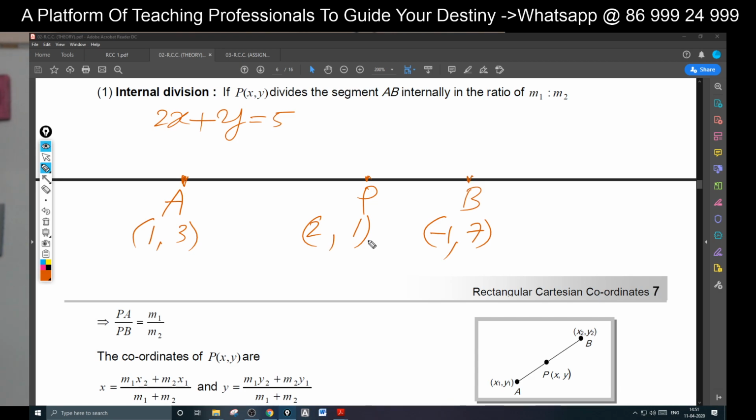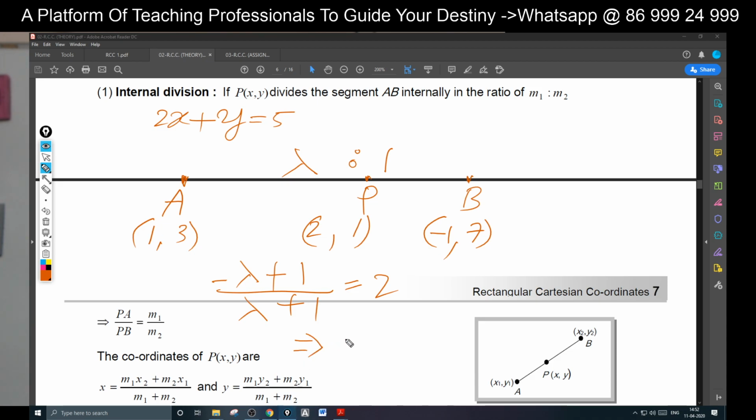Now, what is my interest here? I want to understand in what ratio this P divides AB. So, I don't know the ratio. Let it be lambda is to 1. It is a method, please. Lambda is to 1. Now, apply the section formula. Lambda into minus 1, minus lambda plus 1 into 1, divided by lambda plus 1, is equal to the x coordinate, which is 2.